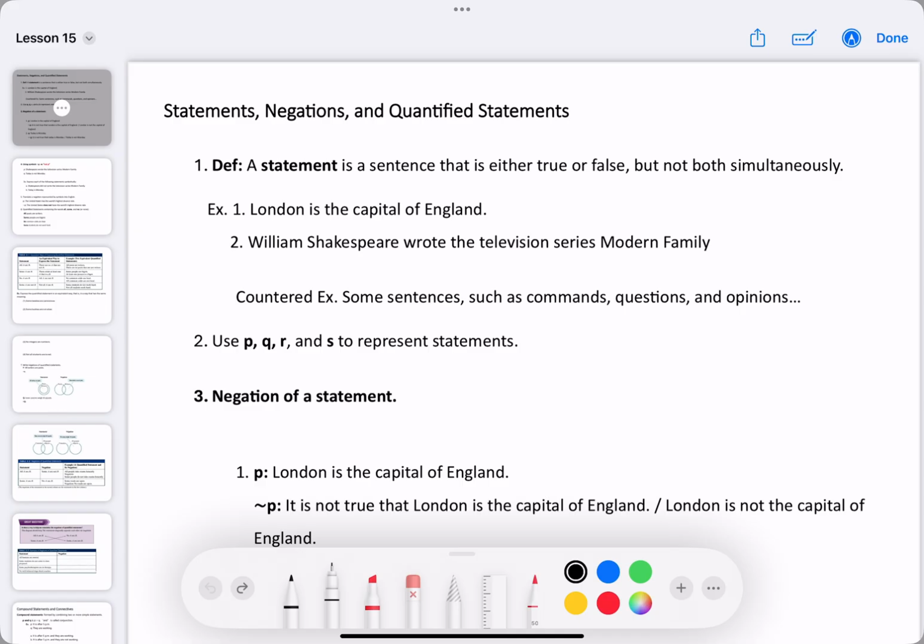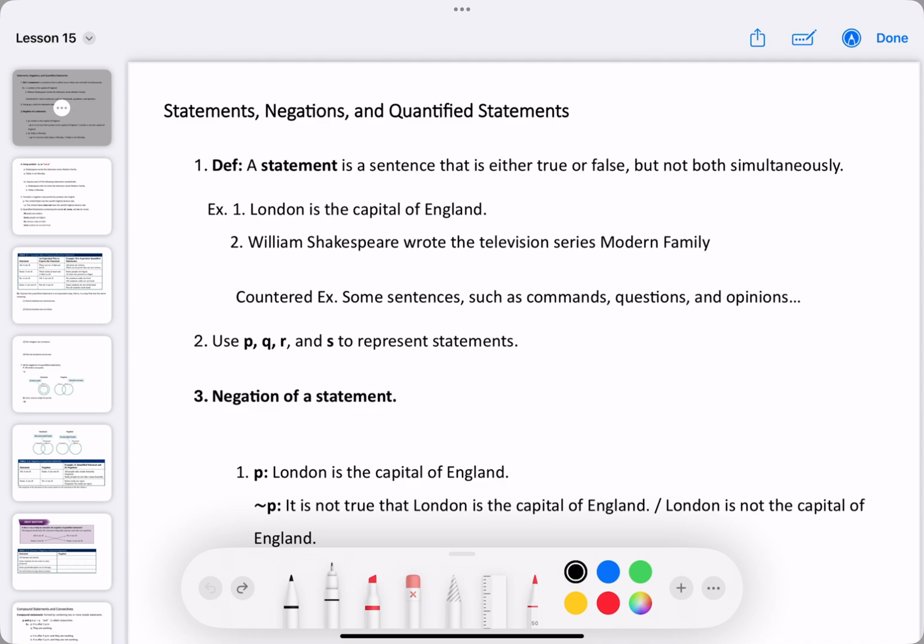For example, London is the capital of England. This is a true statement. I can tell it is true. Second one, William Shakespeare wrote the television series Modern Family. This is also a statement. So both of these two sentences are statements.